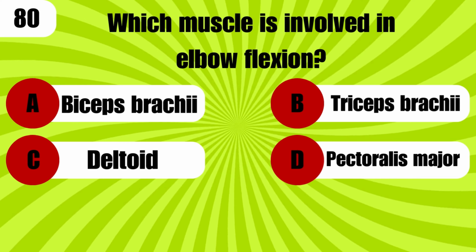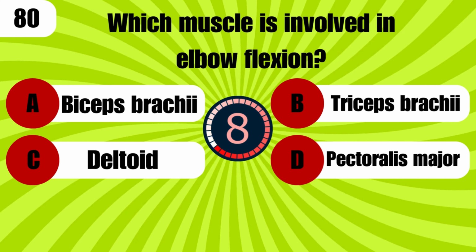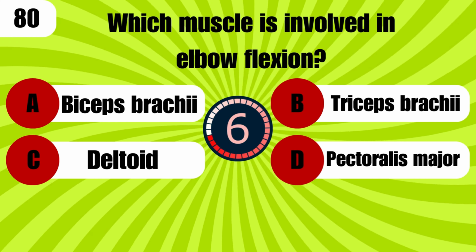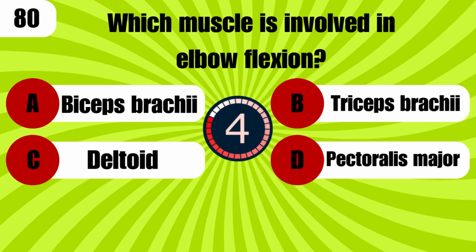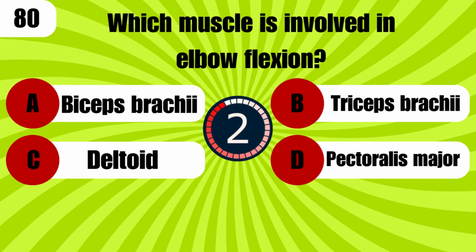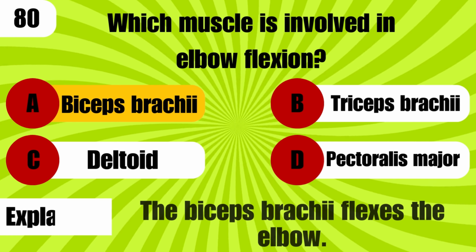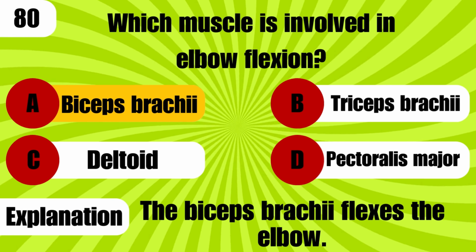Which muscle is involved in elbow flexion? Option A, biceps brachii, triceps brachii, deltoid, pectoralis major. The right answer is biceps brachii. The biceps brachii flexes the elbow.